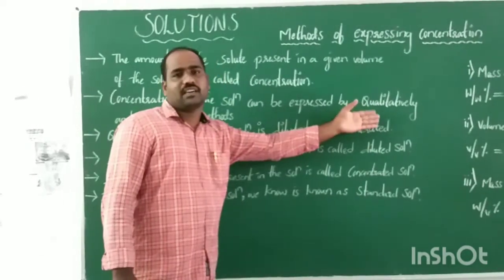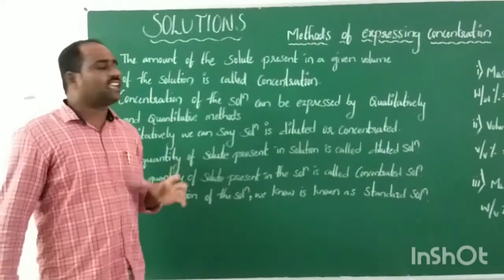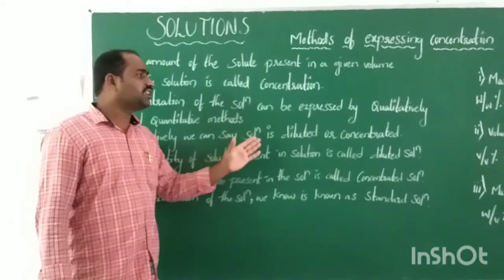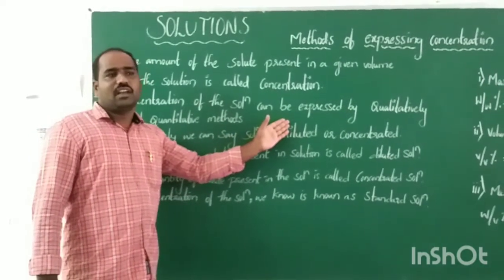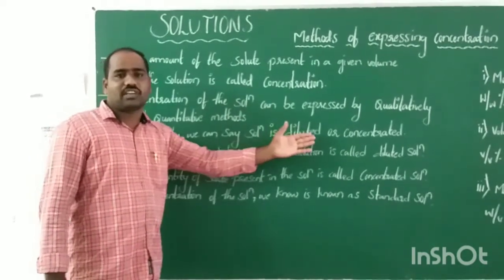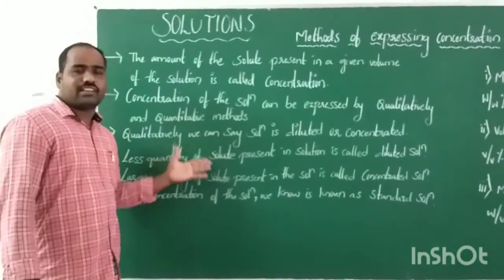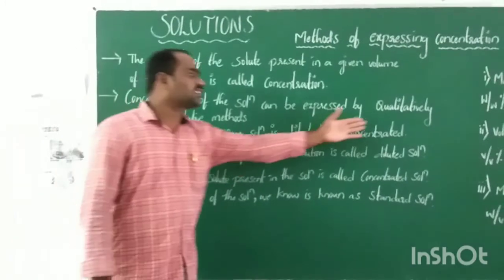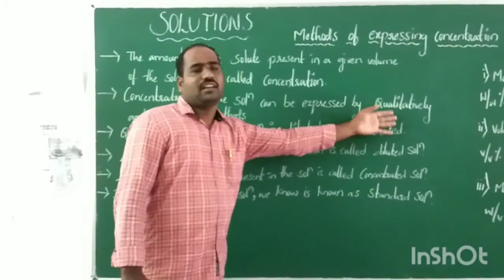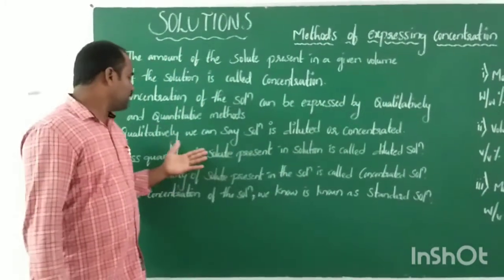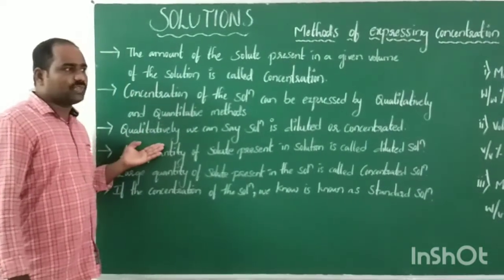This qualitative method does not give the exact amount of the solute dissolved in the given volume of the solution. We say less quantity or large quantity, but the accurate amount of solute is not given by the qualitative method. Then we can use the alternative method, the quantitative method.